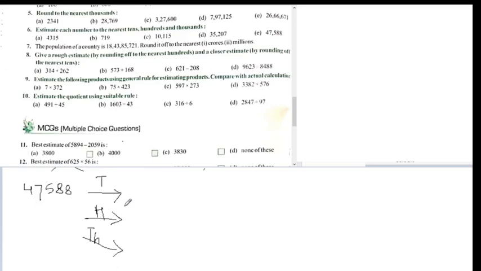Okay, now next question, 6D part. 47,588, its nearest tens. Now for the nearest tens, the ones place is 8, the tens place is 8, and these two digits are 88. Now 88 is nearest to 90. In place of 88, you write there 90. Then you round the value till the tens place: 47,590.